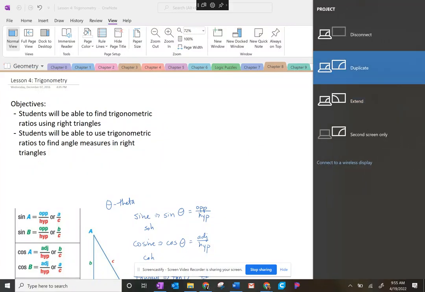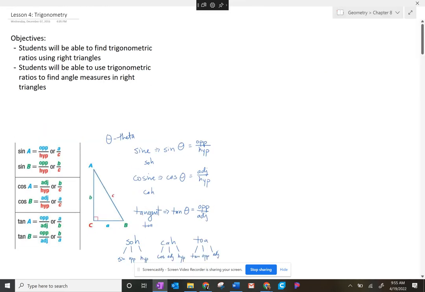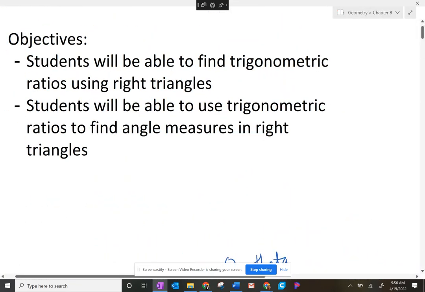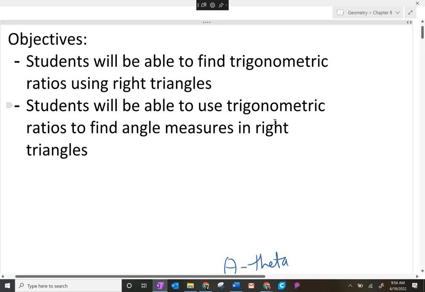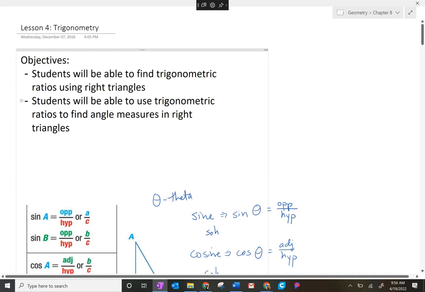All right. We got lesson 4, trigonometry. If you would like to write some things down on a note card right now, I will hand them out as well. Today you're going to be finding trigonometric ratios using right triangles. We're finding the ratios and that sort of stuff. We'll be going over what sine, cosine, and tangent all mean. Okay?